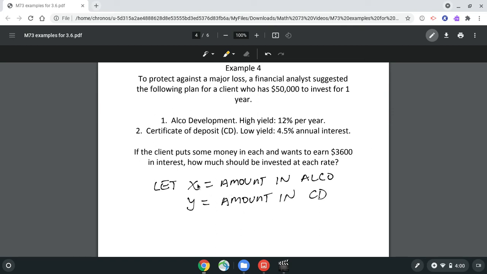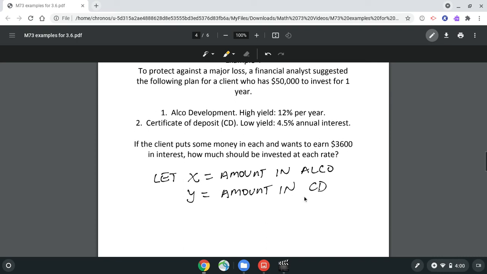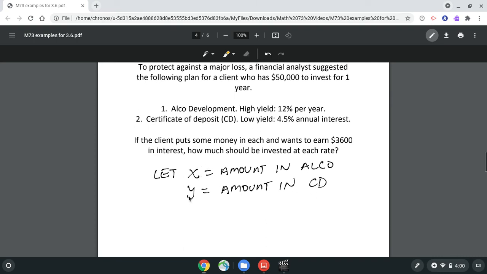Then you want to try to see if you have any totals. We have a total here, 50,000. That's the total amount of money. So then there's our first equation. This amount and this amount should equal 50,000. So X plus Y equals 50,000. And we have this other total here, total amount of interest.